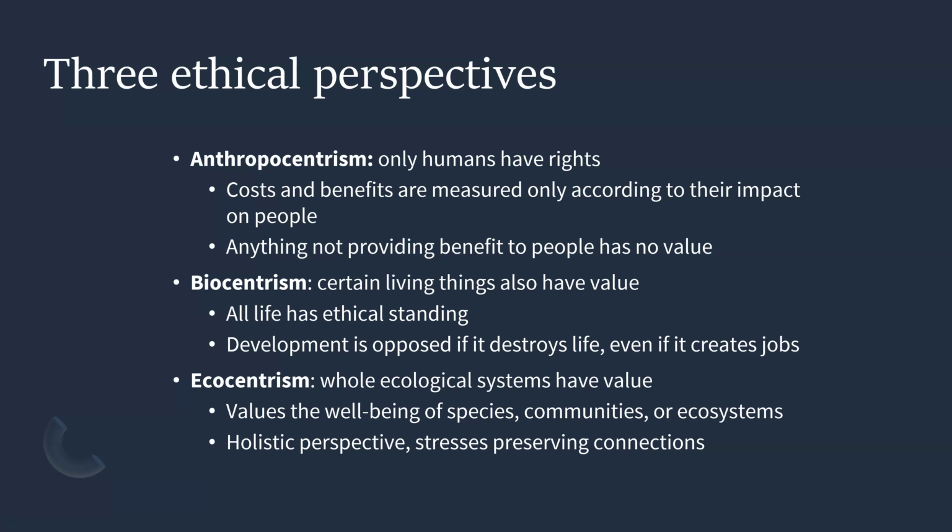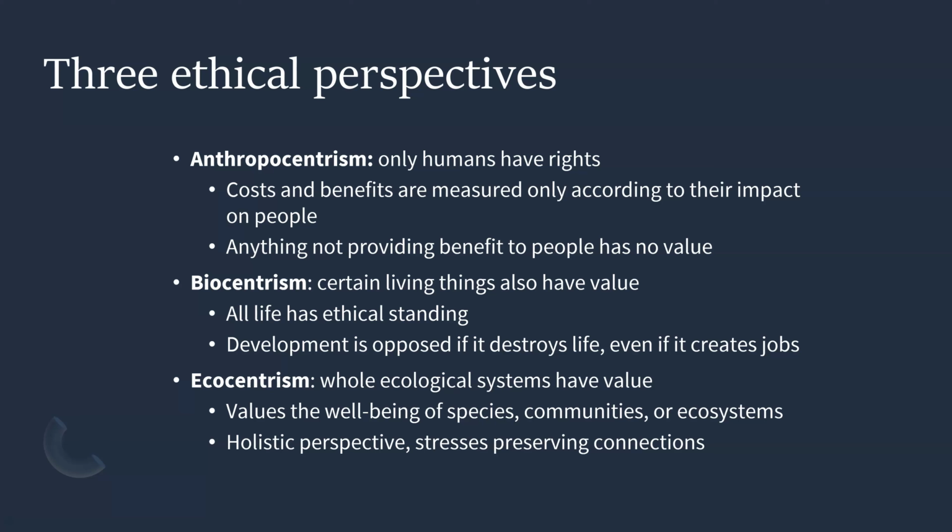So we have anthropocentrism, which is only humans have rights. That means that anything that's done to the earth only has to benefit humans. There's biocentrism, which is certain living things also have value. So saying maybe endangered species have some sort of ethical standard. We want to make sure that we're not destroying lives, even though it's creating jobs. So we don't want to cut down the forest, even if it's creating a bunch of jobs for people.